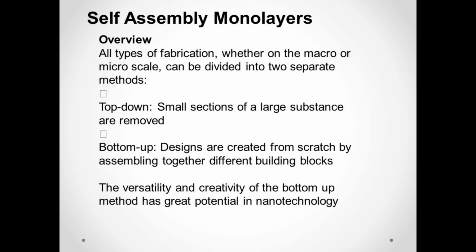Another one is bottom-up, which is like playing with Lego. The designs are created from scratch by assembling together different building blocks, just like when you are playing Lego. So for this particular chapter, we will look at this bottom-up fabrication. The versatility and creativity of the bottom-up method has great potential in microtechnology and also nanotechnology.